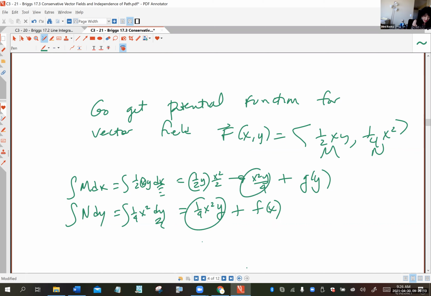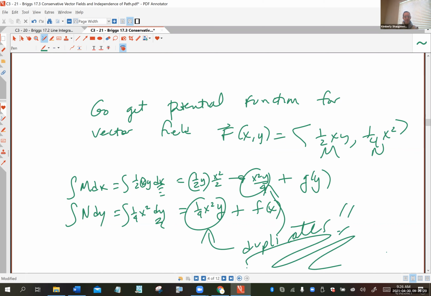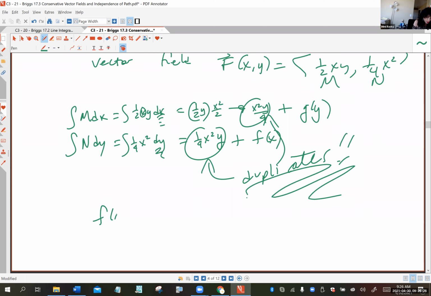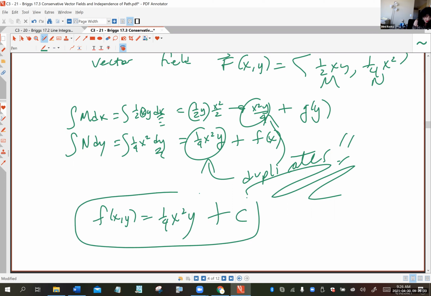But wait a minute, aren't these guys duplicates? Yes. Do not add them together. You're just going to take one instance. So your recovered potential function is one of those guys plus C. And there's mama right there.